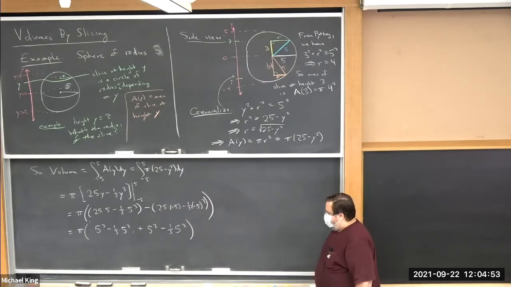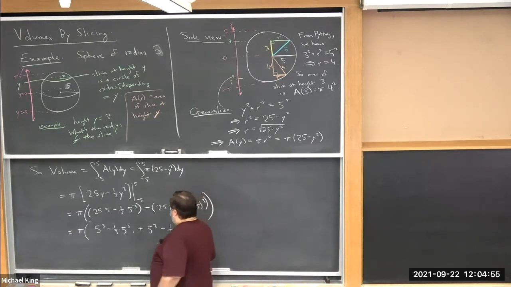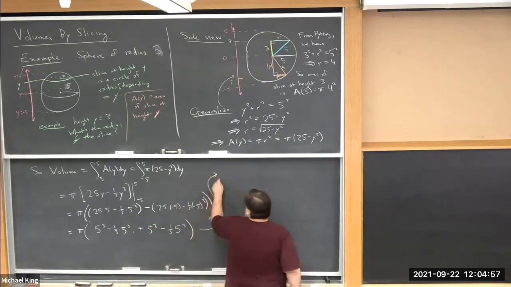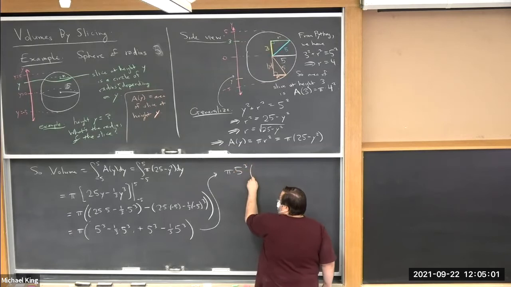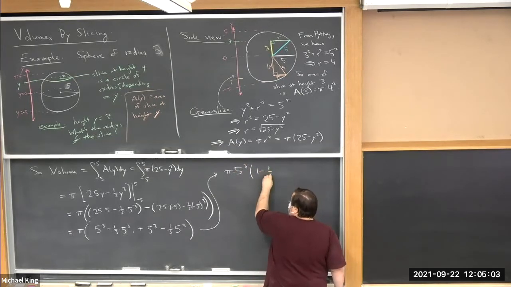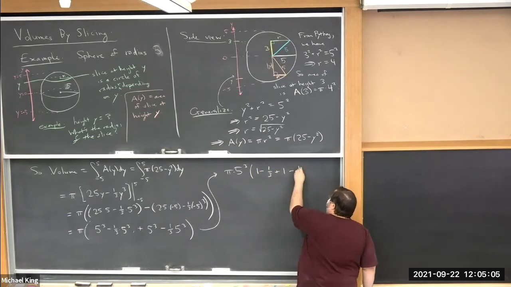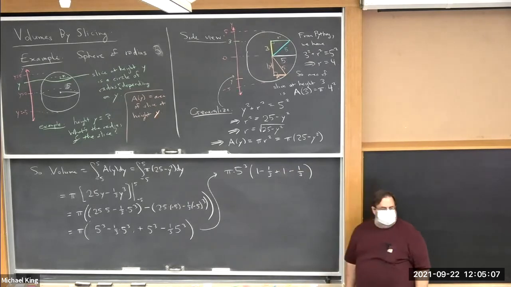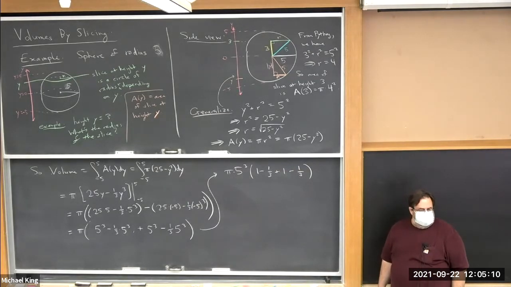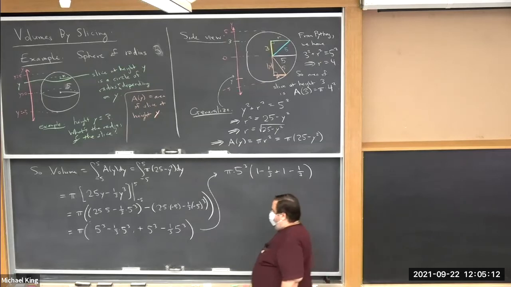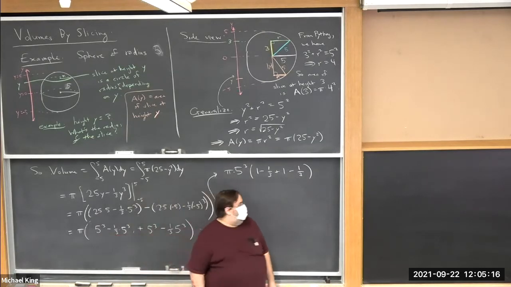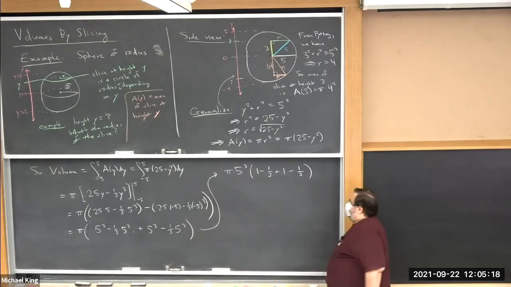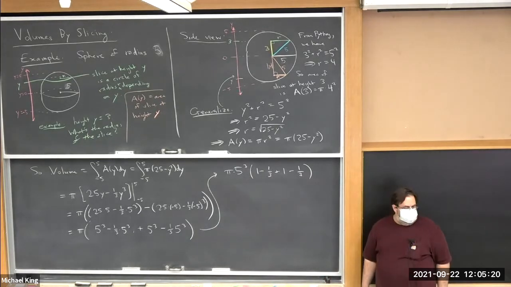Yeah, and then again, you can write this out, but I like to try to be fancy and say, well, I could actually pull out a 5 cubed here and get 1 minus 1/3 plus 1 minus 1/3. I factor 5 cubed out of everything. If I factor 5 cubed out of this, I have 1 left. If I factor 5 cubed out of this, I have a 1/3 left. And so that's 2 minus 2/3, which is 4/3.